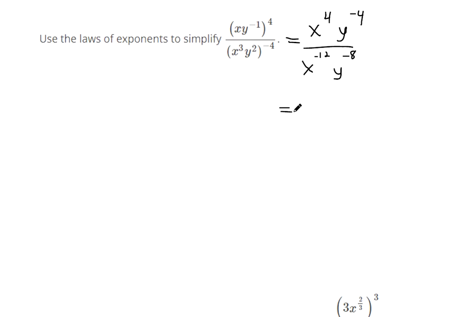And so the powers subtract. 4 subtracted by -12 makes +16. -4 is subtracted by -8 makes +4. So that one's all simplified.